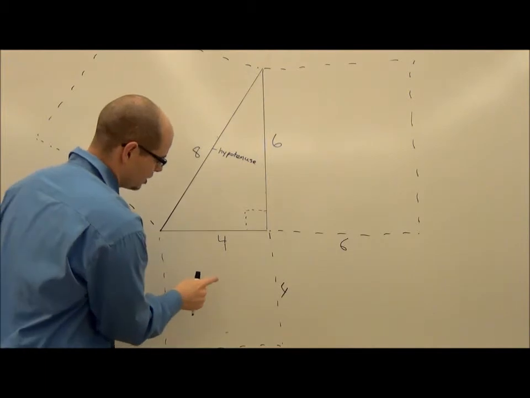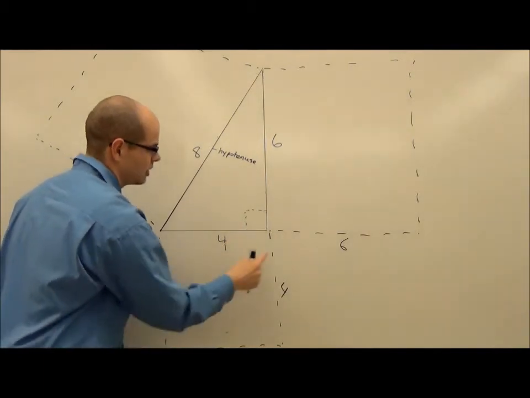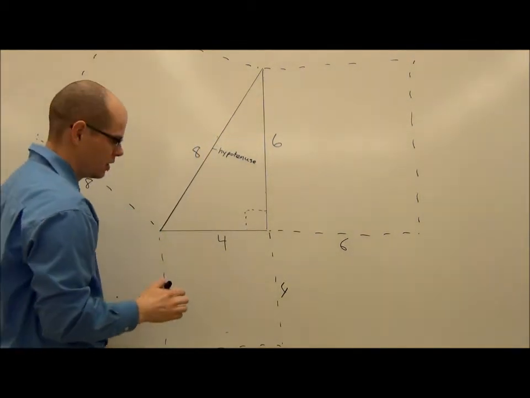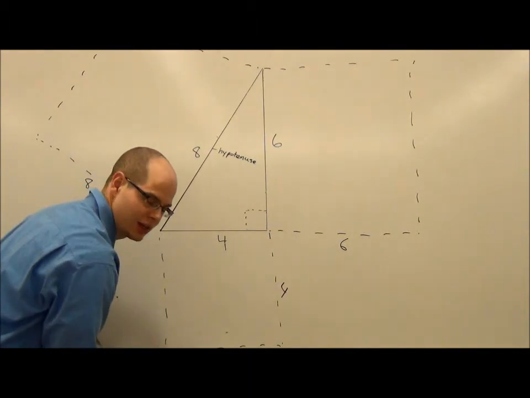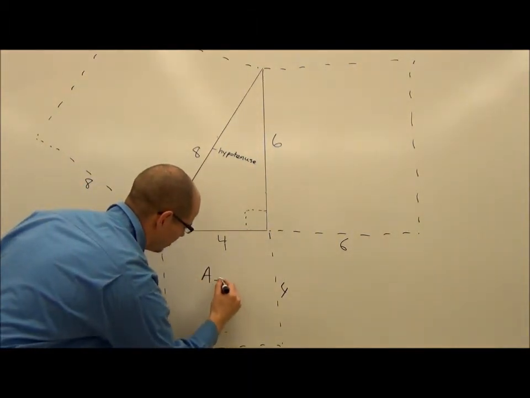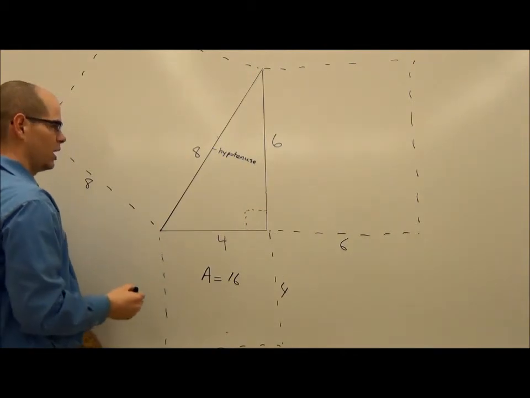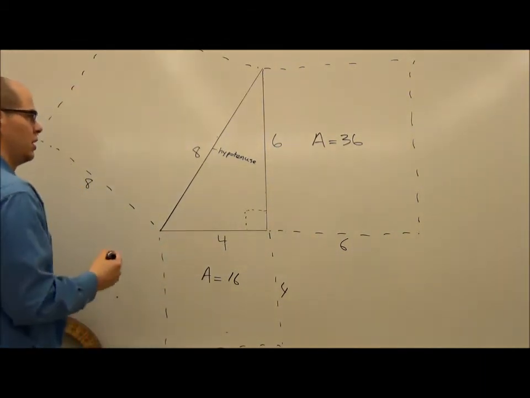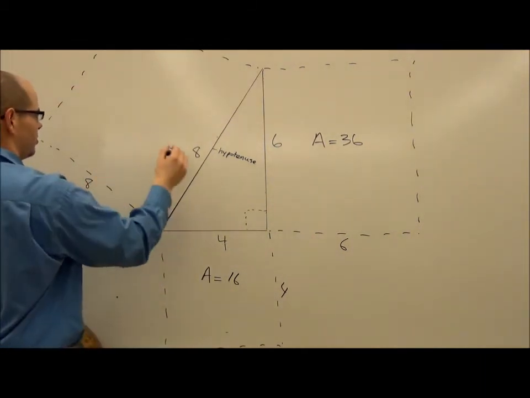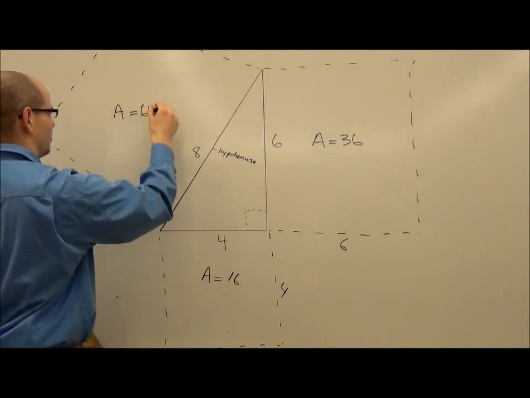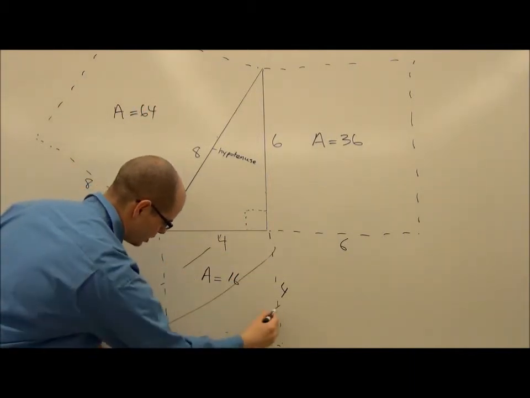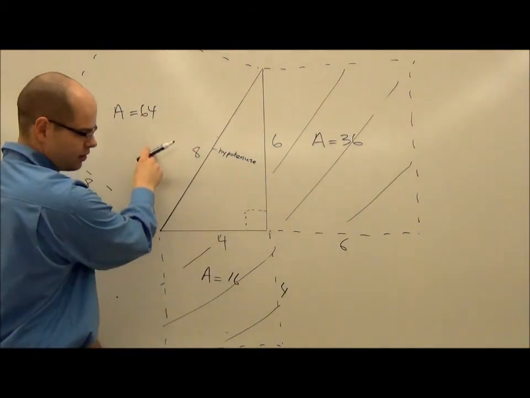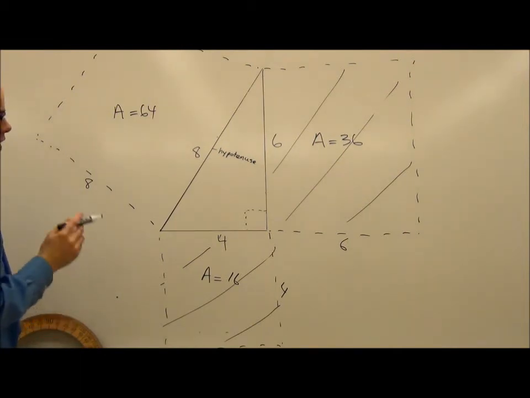So it was the areas of the legs, meaning the area of this box plus the area of this box, equals the area of the box on the hypotenuse. So let's find those areas. The area of a square is length times length. So this area is 4 times 4, which is 16. Okay. The area of this box is 36. And the area of this box here, 8 times 8, 64. So again, these boxes together will add up to the area of this box here, okay? If it's a right triangle.